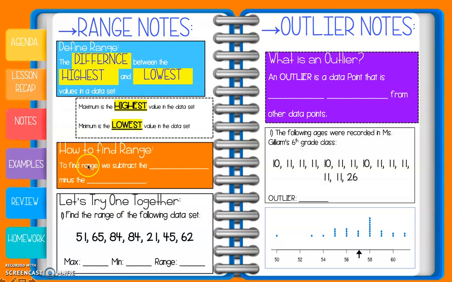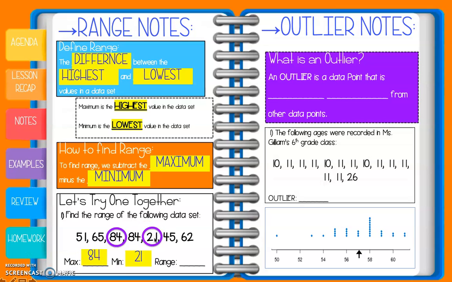So how to find the range? To find the range, we're going to subtract the maximum minus the minimum. Let's look at an example. It says, find the range of the following data set. Find the maximum, find the minimum, then subtract them to get the range. If we look at our data set here, the maximum, or the highest number in the data set, is 84. The minimum, or the lowest number in the data set, is 21. So when we subtract those, 84 minus 21, we get a range of 63.